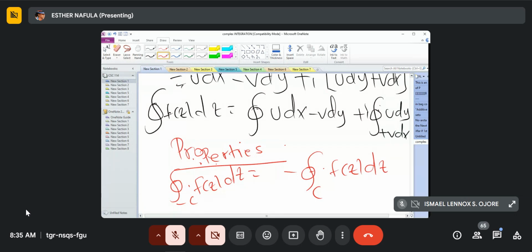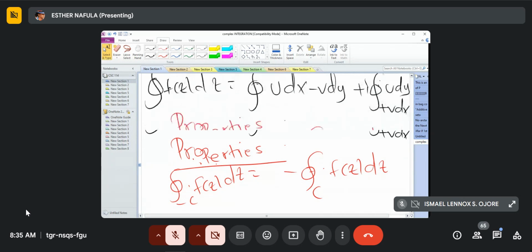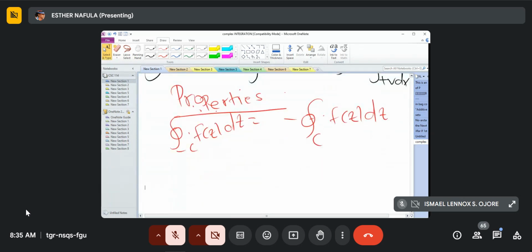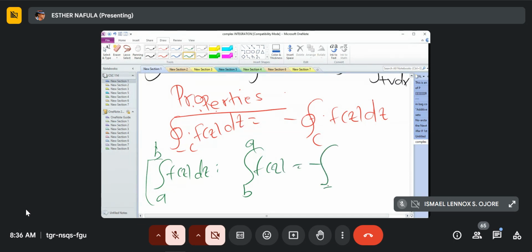This property states that if you interchange your limits, if you're integrating a real valued function from A to B, and then you interchange the limits such that you want to evaluate the integral from B to A, then the consequence is that there will be a change in sign. So minus the integral over C of f of z, treat it as changing the limits of integration. If you integrate from A to B, f of z dz, then integrating from B to A, f of z dz, is minus the integral from A to B, f of z.